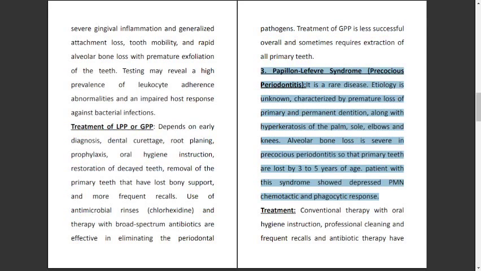3. Papillon-Lefèvre syndrome. Precocious periodontitis. It is a rare disease. Etiology is unknown, characterized by premature loss of primary and permanent dentition, along with hyperkeratosis of the palms, soles, elbows, and knees. Alveolar bone loss is severe in precocious periodontitis so that primary teeth are lost by 3 to 5 years of age. Patients with this syndrome showed depressed PMN chemotactic and phagocytic response.